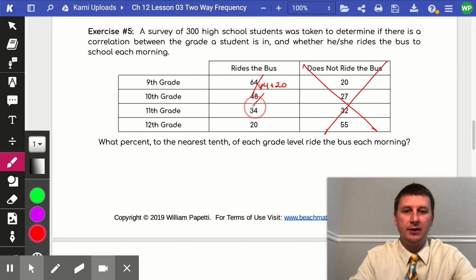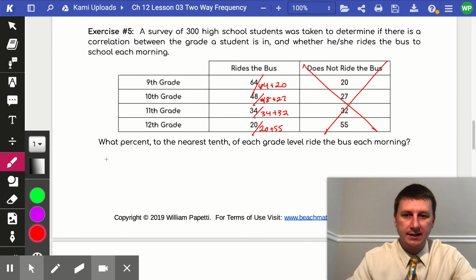We're going to do that same thing over here. We're going to do 48 over 48 plus 27. We're going to do 34 of the 34 11th graders ride the bus out of how many total surveyed? 34 plus 32. And finally, we're going to do 12th graders are 20, but how many total 12th graders were surveyed? 20 plus 55.